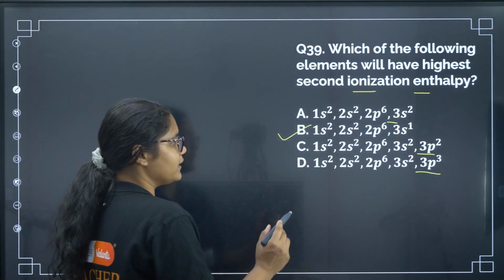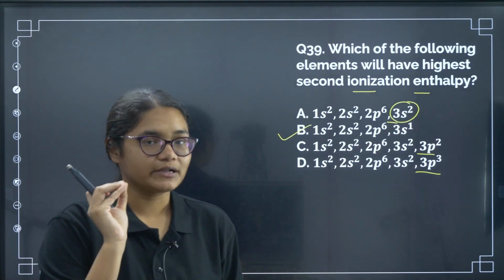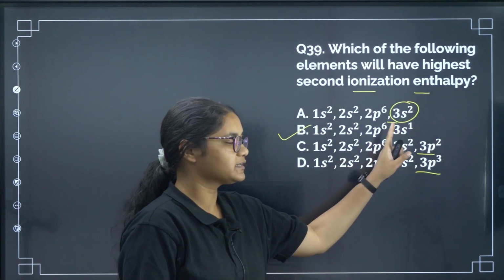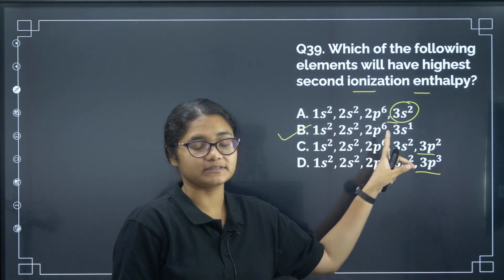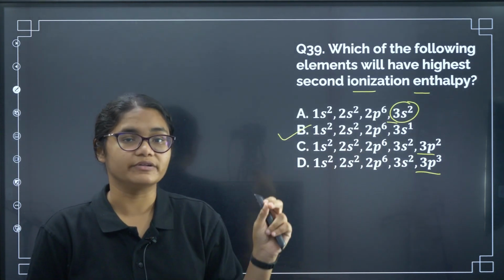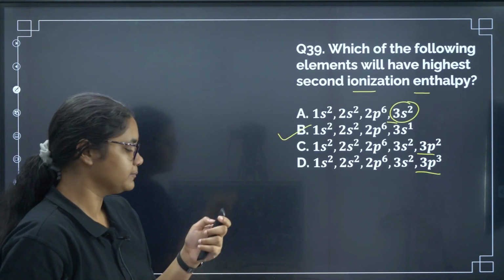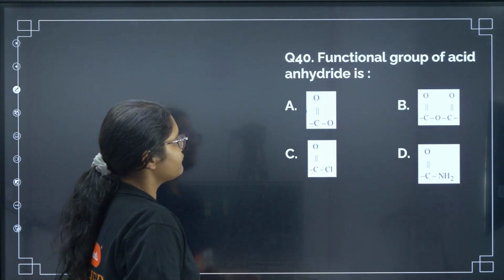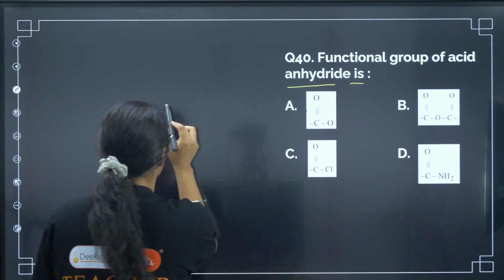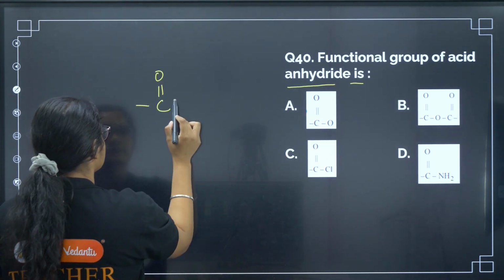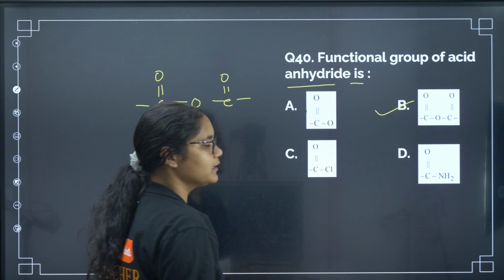Once again I'll repeat here. Here removing the first electron will be very difficult because the s orbital is fully filled. Here removing the first electron will not be difficult, but removing the second electron will be very difficult because it is from the 2p6 orbital, which is fully filled. Okay, so the correct answer for this question is option number B. Next, the functional group of acid anhydride. Okay, so acid anhydride, you know, this is a group like this. So the correct answer for this question is option number B.